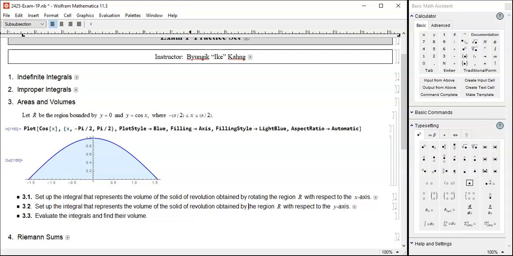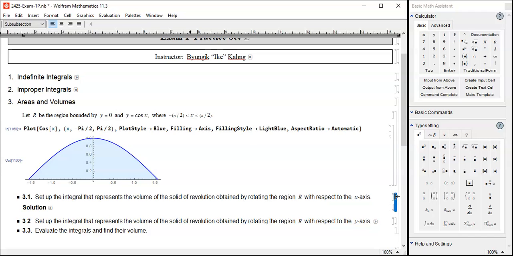obtained by rotating the region R with respect to the y-axis. So rotate it with respect to the vertical axis. Here, when you rotate it with respect to the vertical axis, this left-hand side really does nothing, because only the right-hand part will just rotate and cover the entire left-hand part as well. So you don't really have to consider this part at all. For 3.1, only consider the right-hand side and double it, and for 3.2, completely ignore the left-hand side, just the right-hand side. That's the way it is.